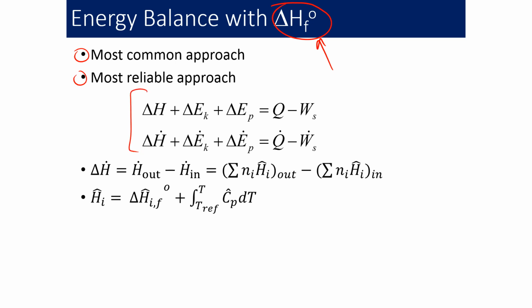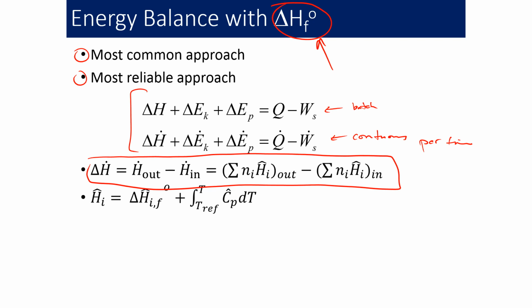Here are our energy balances. This is with batch, and this is continuous maybe, where this is per time. So put the dot over it just to mean it's per time. What we're going to do is compute our delta H this way, where we sum up the molar flow rates and specific enthalpies going out, minus the molar flow rates and specific enthalpies coming in.